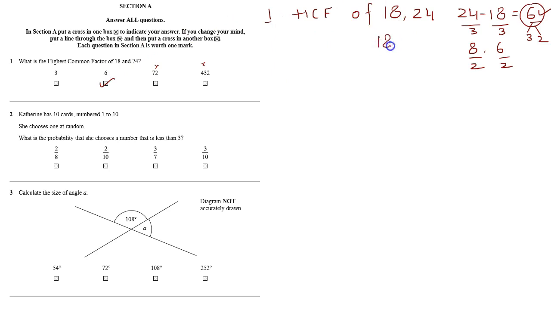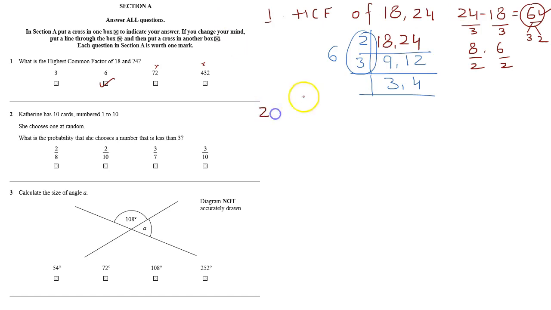Another method is you can do 18 and 24, both are divided by 2. 2 times 9 is 18 and 2 times 12 is 24. Now you cannot divide it by 2. So divide by 3: 3 times 3 is 9 and 3 times 4 is 12. Now there is nothing common. So 2 multiplied by 3 is 6. So 6 is the HCF. This is another method.